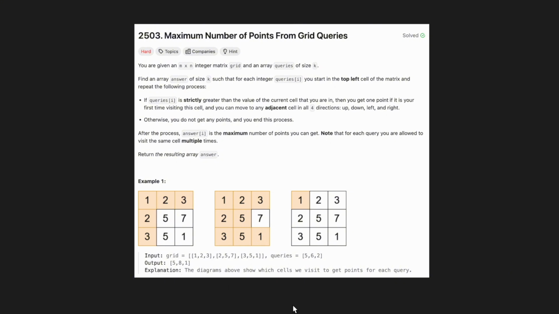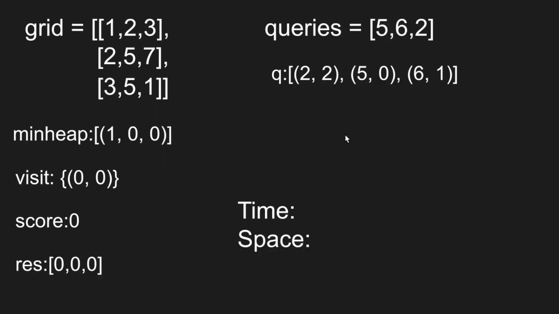So now that we have seen some examples, let's get to how we can solve this problem. So one way that we can solve this problem is we can use a min heap. So what we'll do first is we will set up a queue array that is sorted. So it will contain the queries and the index that matches it. And we will also have a visit array to keep track of all the cells that are visited, so we don't have to do any repeated work.